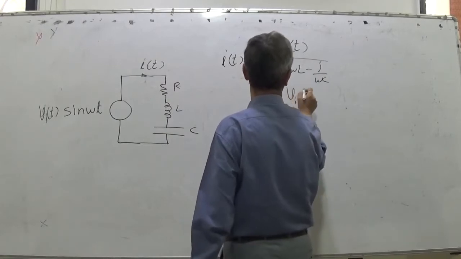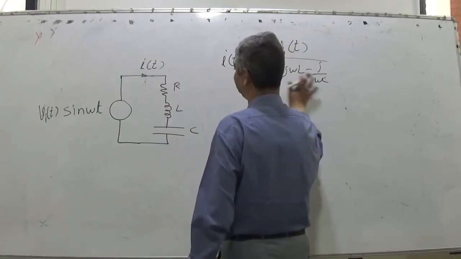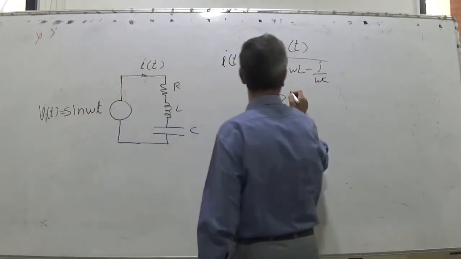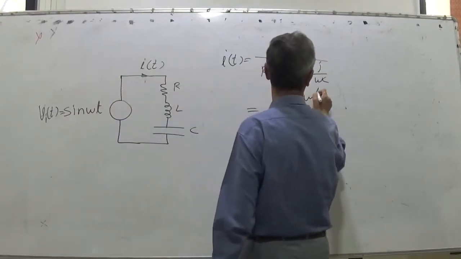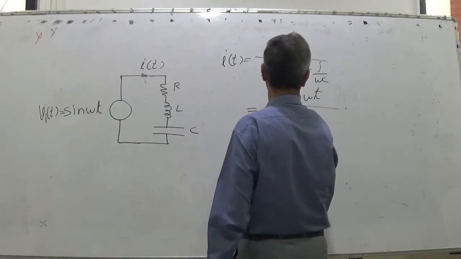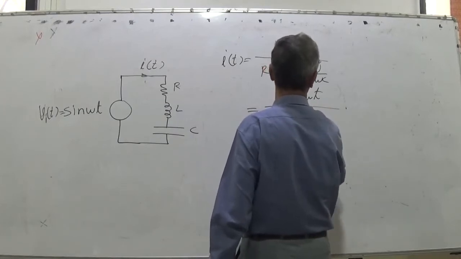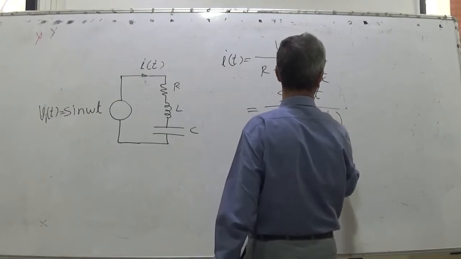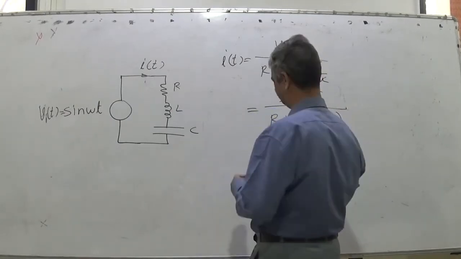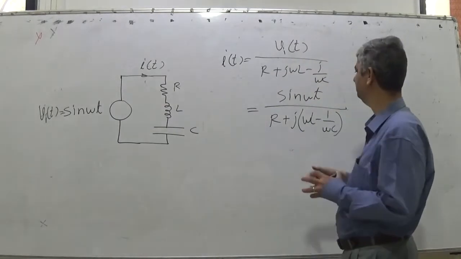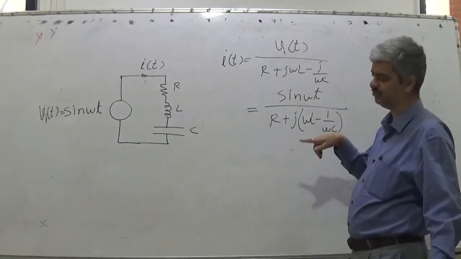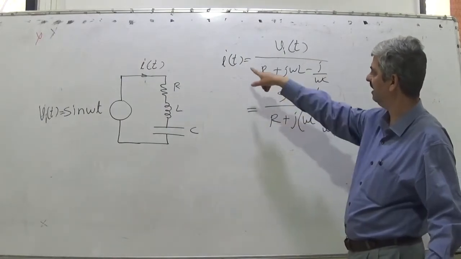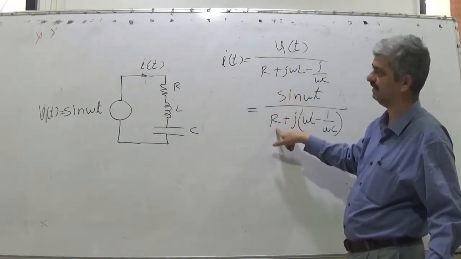So it is V in t, that is, sin omega t upon R plus j into bracket omega L minus 1 upon omega C. So what will happen? At resonant frequency, this will become 0. So current i(t) would be sin omega t upon R.